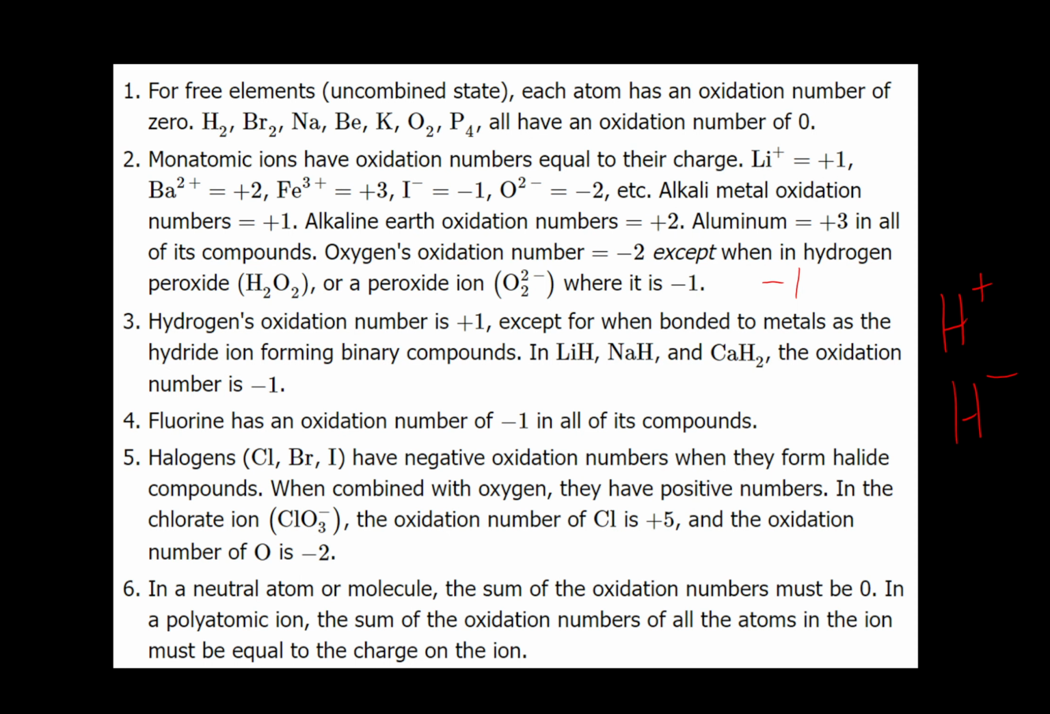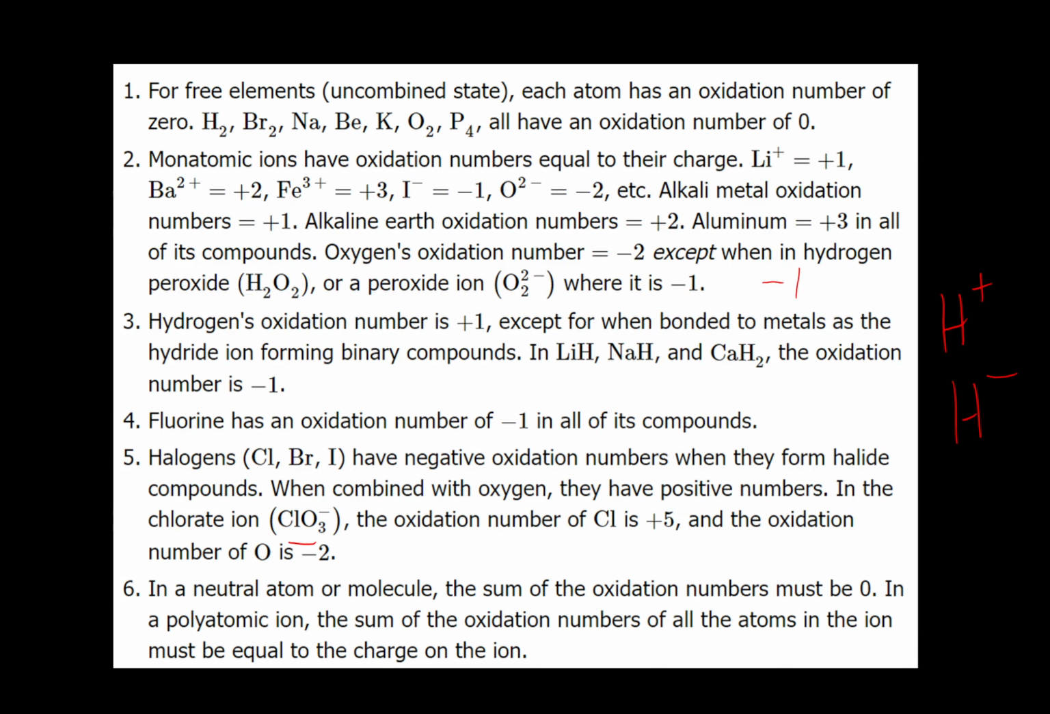Our halogens, chlorine, bromine, iodine, have negative oxidation numbers when they form halide compounds. Halide compounds meaning any compounds that include halogens. When combined with oxygen, they have positive numbers. Interesting. In the chlorate ion, we have chlorate here. The oxidation number of chlorine is +5.